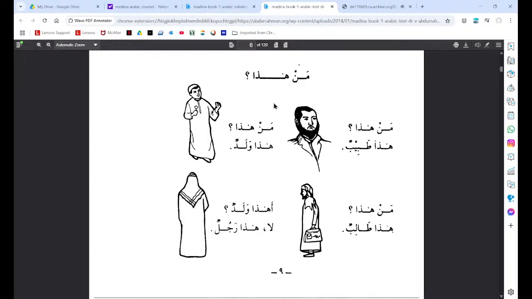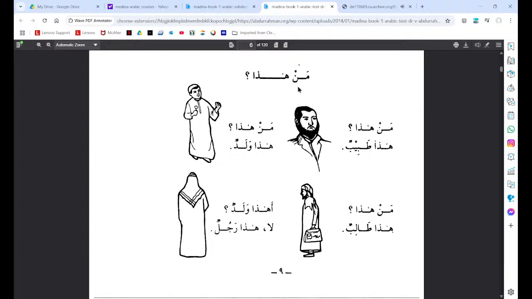So now we have another form of questioning. And here we have men. من هذا؟ Again, this is another اسم استفهام للعقل, for the one with عقل, for someone with intellect or intelligence. Intellect, I believe, is the more appropriate. من هذا؟ Who is this?